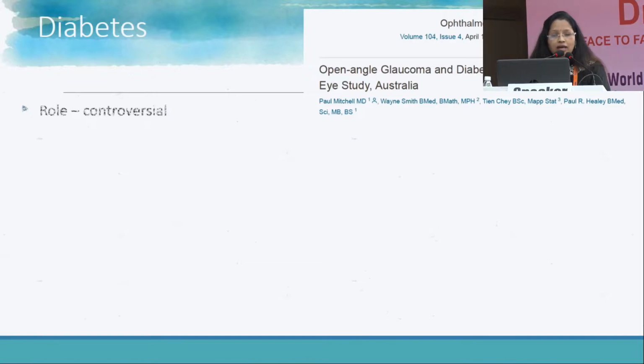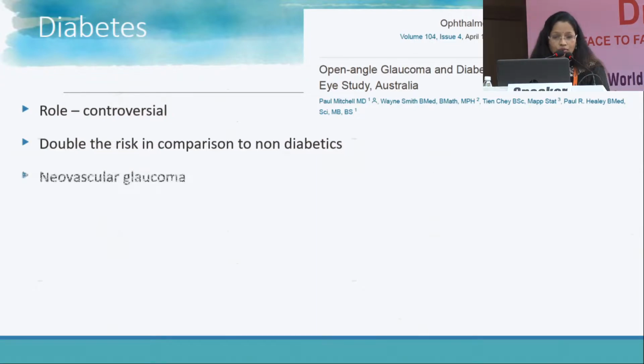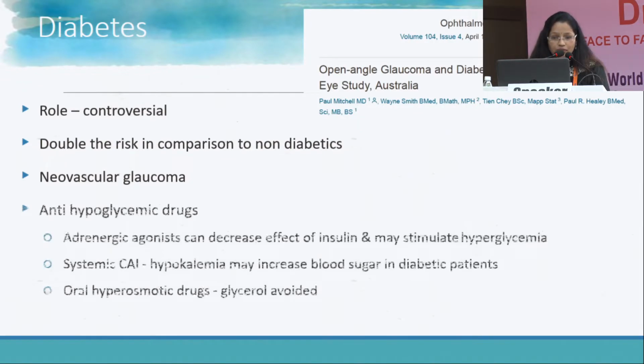Now coming to diabetes, we know its role is not very well established, because sometimes it has been found to be associated with increased incidence of glaucoma. But neovascular glaucoma is one entity which we all should understand and be careful about in patients who have uncontrolled diabetes or proliferative diabetic retinopathy.